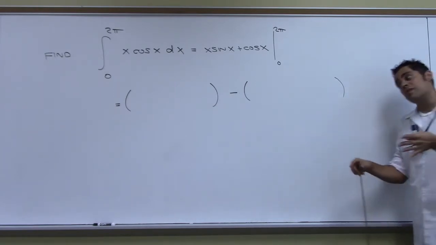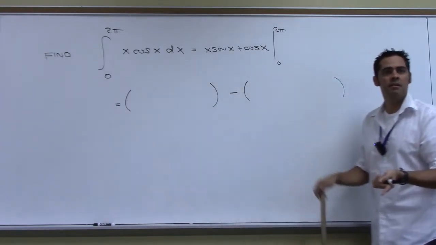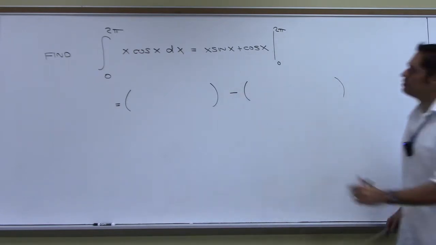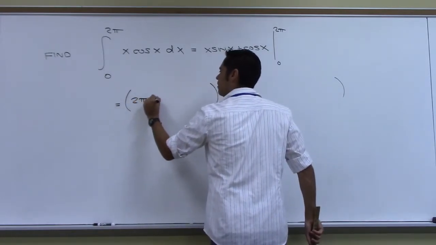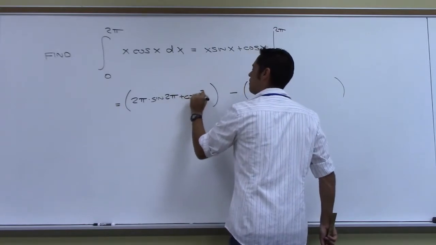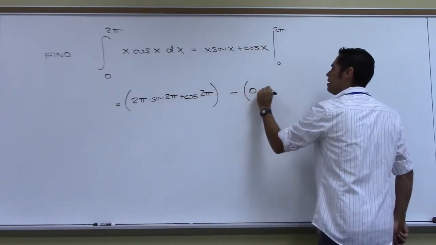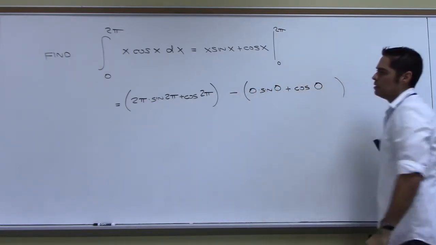So the good news is that you'll still get the correct quantity. It'd just be off by a sign. But it'd be wrong. Right? Okay. All right, so let's plug in 2 pi for x. So we get what? 2 pi times sine of 2 pi plus cosine of 2 pi. And then over here we plug in 0. We get 0 times sine of 0 plus cosine of 0.